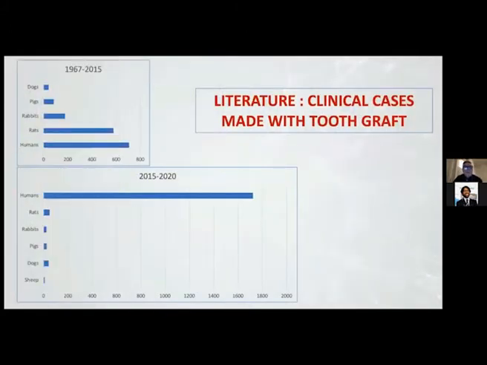So we analyzed a lot of articles in the literature, and it's interesting to observe the difference between the analysis of the clinical cases made in the literature from 1967 to 2020. The articles in humans have doubled, and that indicates the possibility to use the tooth with new devices like Tooth Transformer and the other devices on the market.